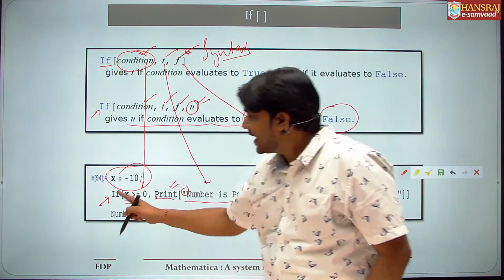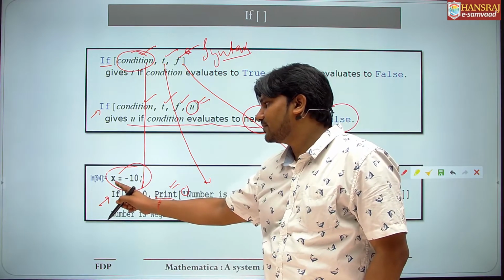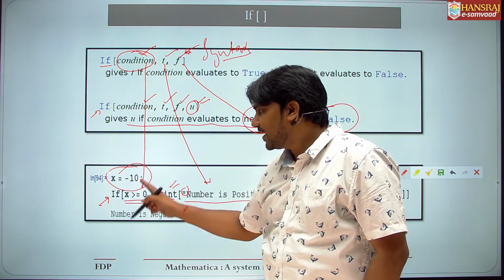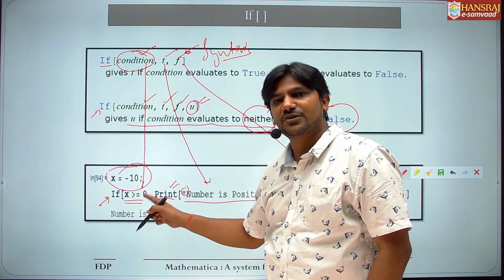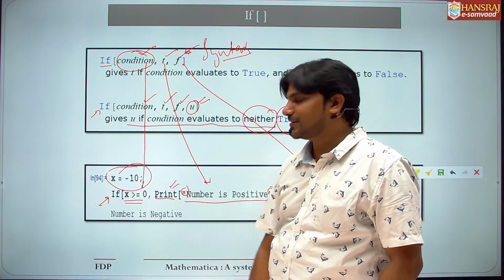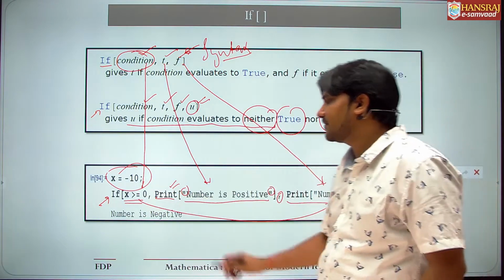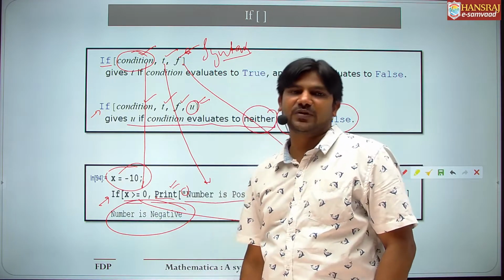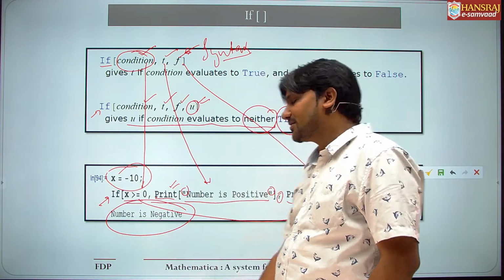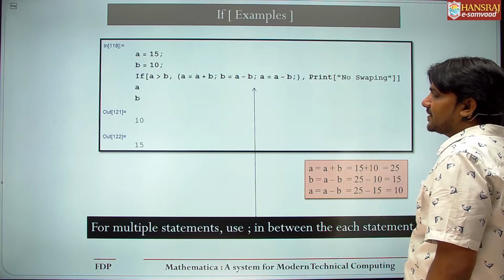So if x is greater than or equal to 0, now we can check here the x value is minus 10, and minus 10 is not greater than or equal to 0 because it is less than 0. That's why it will go to the false statement, which is "number is negative", and your output will be like this: the number is negative. Another example you can see.